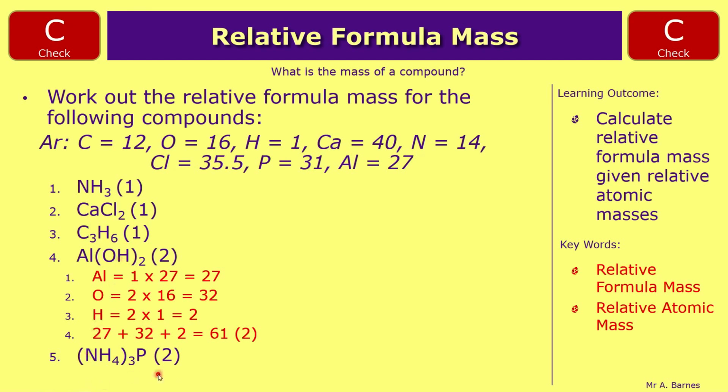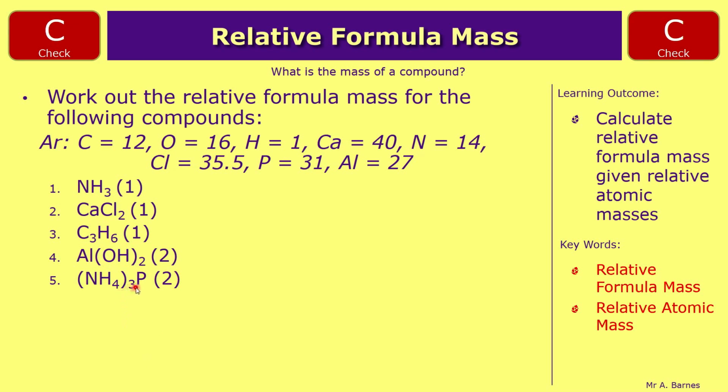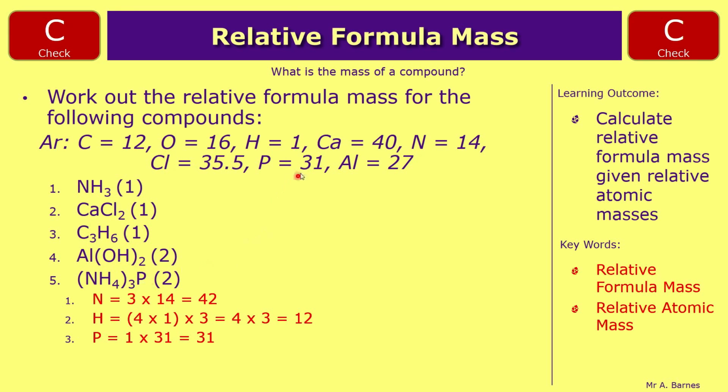And then finally, the big tough one at the end, (NH4)3P. So we'll start off with the nitrogen, 3 nitrogens, because I've got the 3 outside the brackets, times by 14 is 42. I've got 4 hydrogens times by 3, which is 12. And then phosphorus, I've got 1 of those, so 1 times 31 gives me 31. Add all those together and I get 85, which is 2 marks for that.